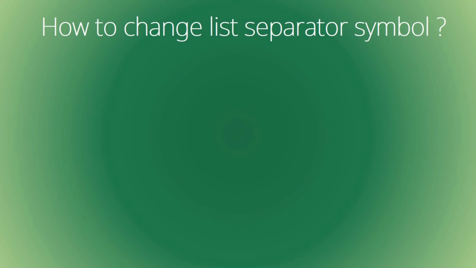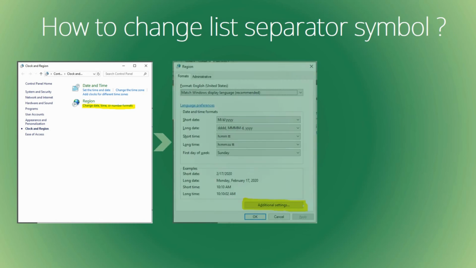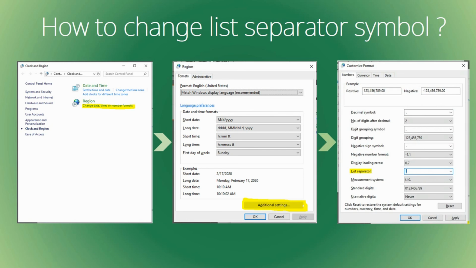Let's learn how to change it. First, you need to open the control panel, find clock and region. Now you would like to go to change date, time or number format. Next, in the menu you need to go to advanced settings. And in another menu, on the numbers tab, change the value for list separator.